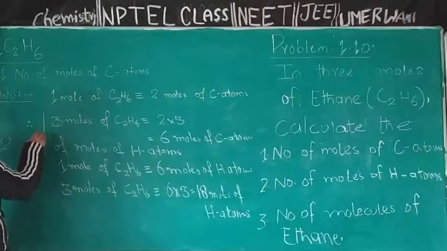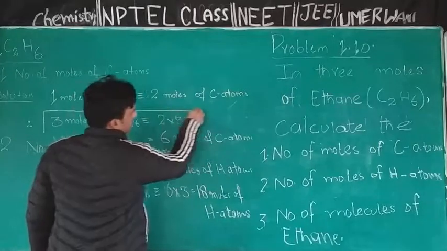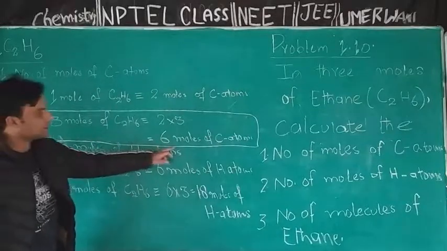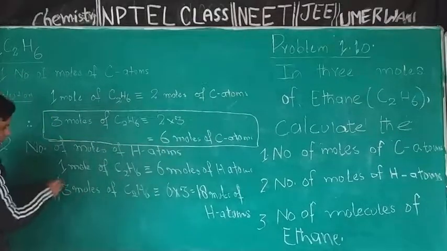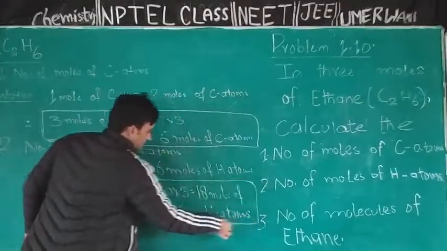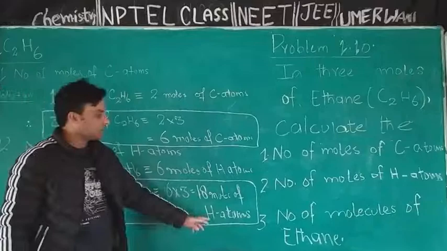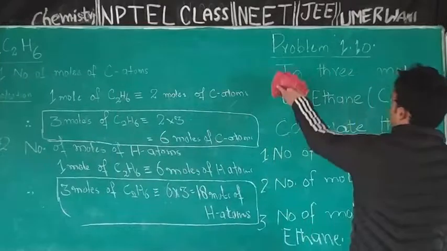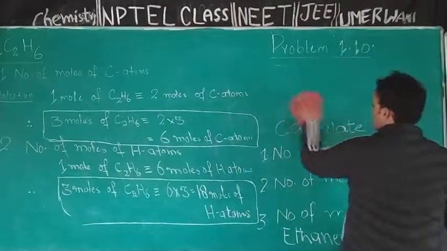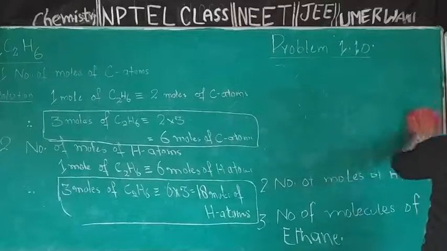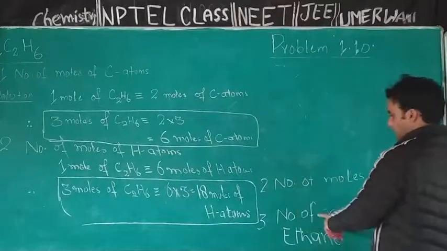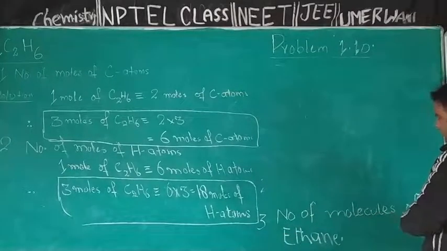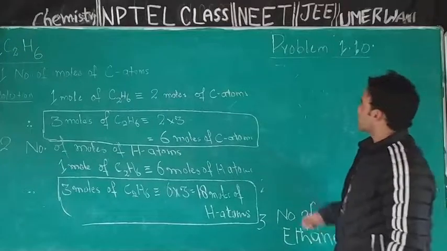Answer of first part is this: 3 moles of ethane will contain 6 mole atoms of carbon, and answer of second part is this, that 3 moles of ethane will contain 18 moles of hydrogen atoms. Now I need to answer its third part. In part third of this question I have to calculate number of molecules of ethane present in 3 moles.